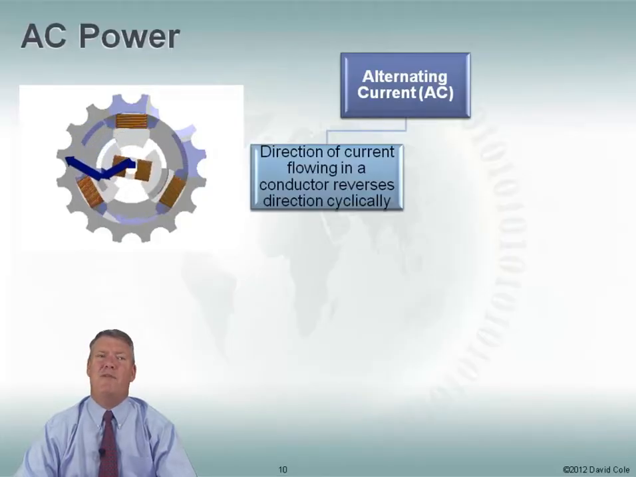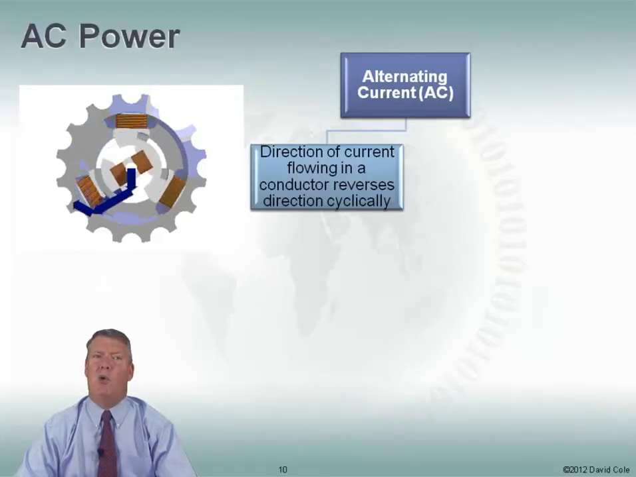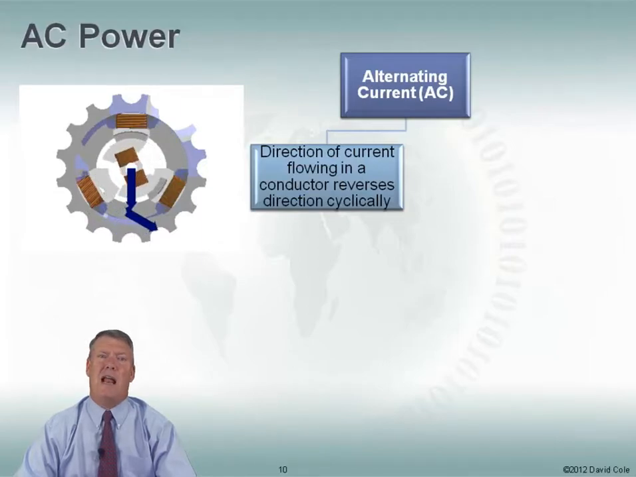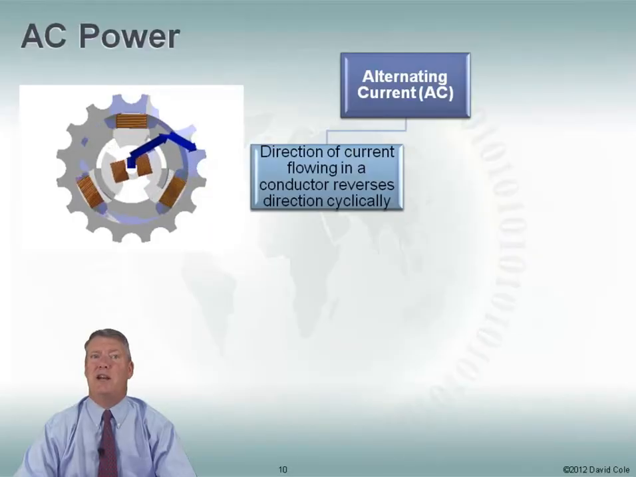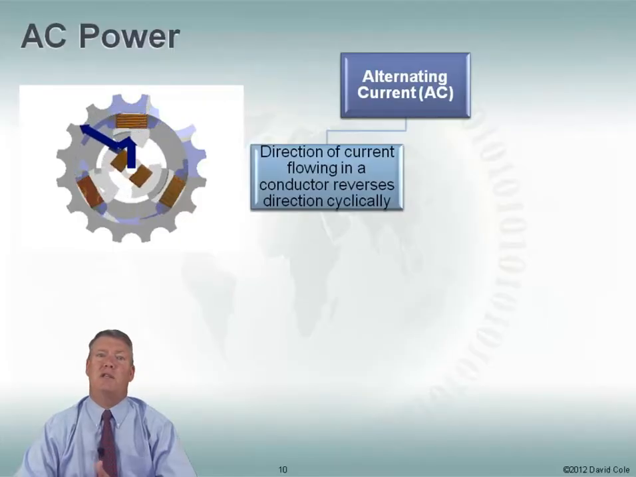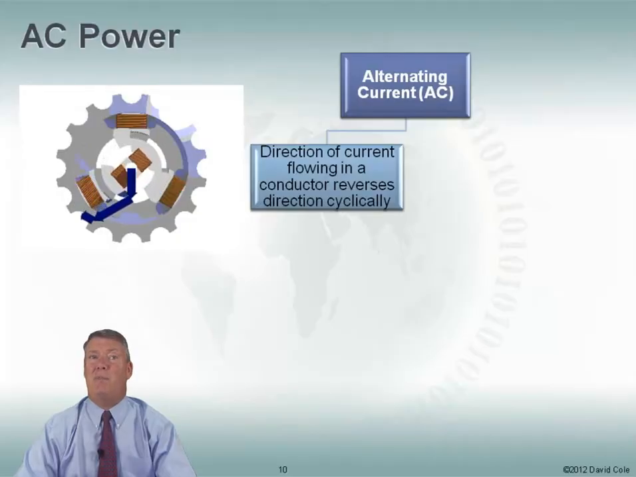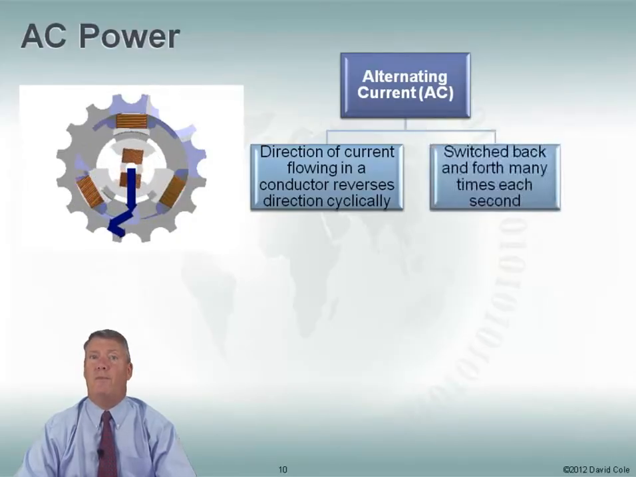And you see three different arrows there that are growing and shrinking in size. They grow and shrink in size based on how well those magnets are lined up with the stationary magnets on the outside. So with alternating current, the direction of current flow reverses cyclically, in a sine wave. It goes back and forth many, many times each second.